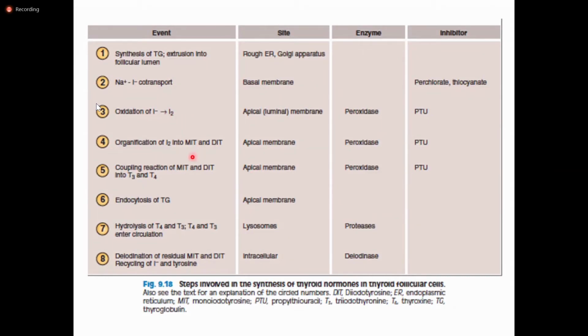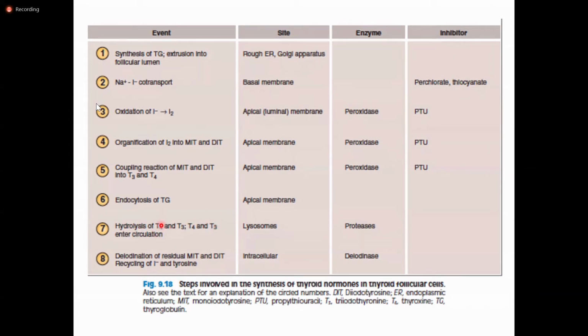Then you have organification. That means the iodine needs to be added to the tyrosine molecules, giving rise to monoiodotyrosine and diiodotyrosine. Again, this is happening at the apical membrane. The enzyme involved is thyroid peroxidase. Then you have a coupling reaction where monoiodotyrosine joins diiodotyrosine, or a diiodotyrosine joins another diiodotyrosine, giving rise to T3 and T4. Again, this is happening at the apical membrane. The enzyme involved is thyroid peroxidase. Then once the TSH binds to the thyroid follicular cells, it would stimulate endocytosis of the thyroglobulin, which again happens at the apical membrane.